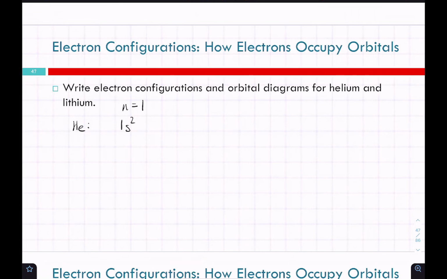And then the orbital diagram will have one box, because helium's in the first row and only has 2 electrons, so it's going to be 1s. And then we put 2 electrons in there. One of them is a half arrow up, the other one is a half arrow down, because it has 2 electrons. The Pauli exclusion principle says they have to have opposite spins. It doesn't matter if the first one's up and the second one's down, or the other way around, they just have to be opposite. I always just write the first one as up. Okay, so that's helium.